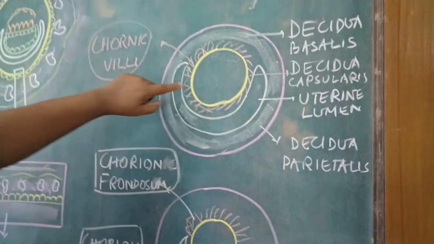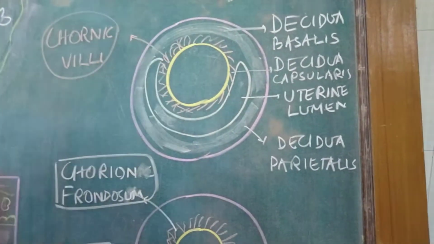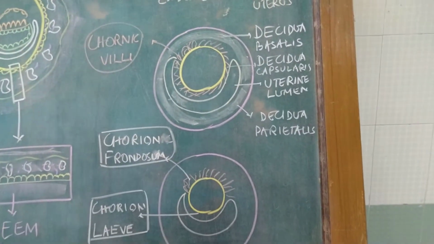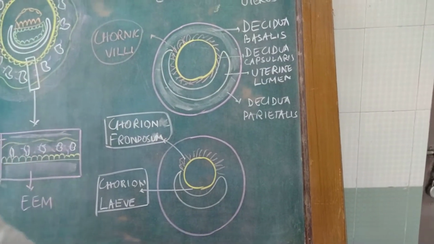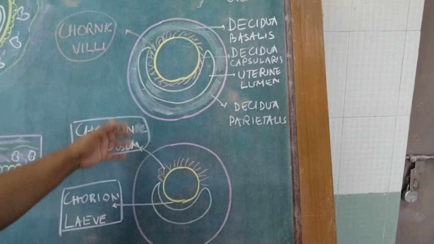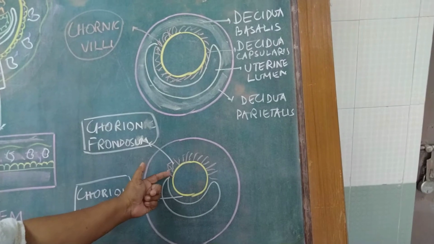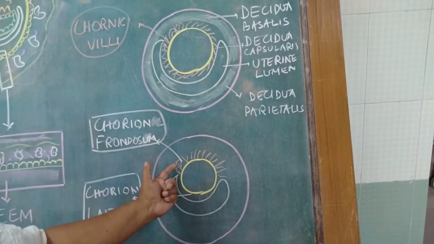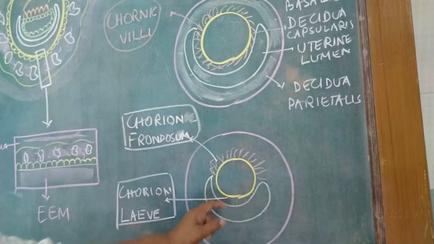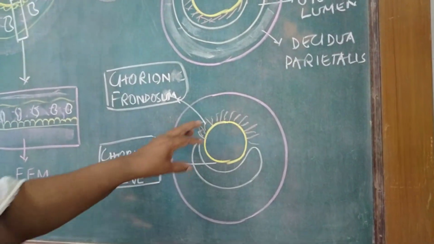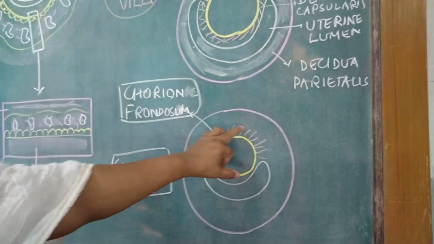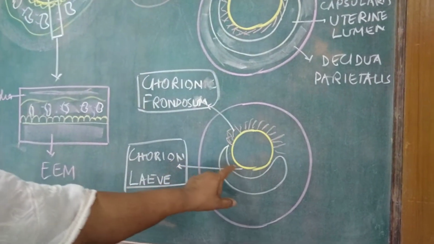Now what happens is, from the cytotrophoblast there will be formation of finger-like projections. These projections are from the chorion, so they are called chorionic villi. We will see afterwards, in the next class, how the chorionic villi are formed. And then the chorionic villi persist only towards the decidua basalis, but within the decidua capsularis they will degenerate. Now this will give rise to two things, which are called chorion frondosum and chorion laeve.